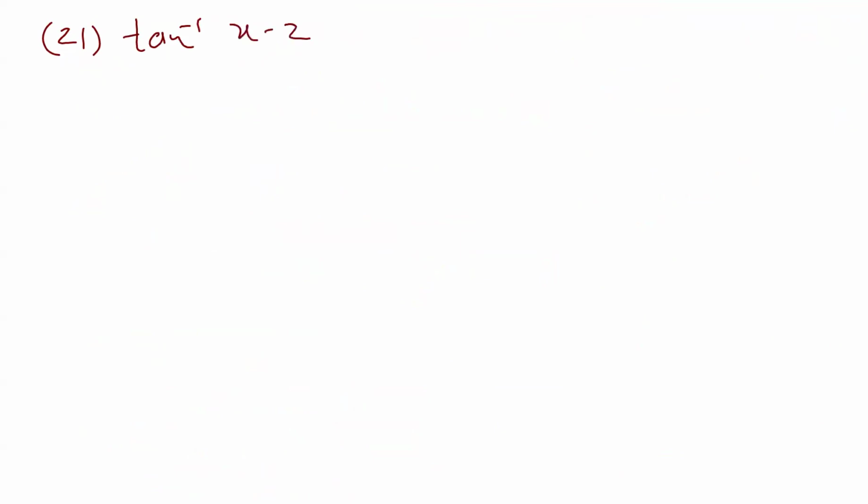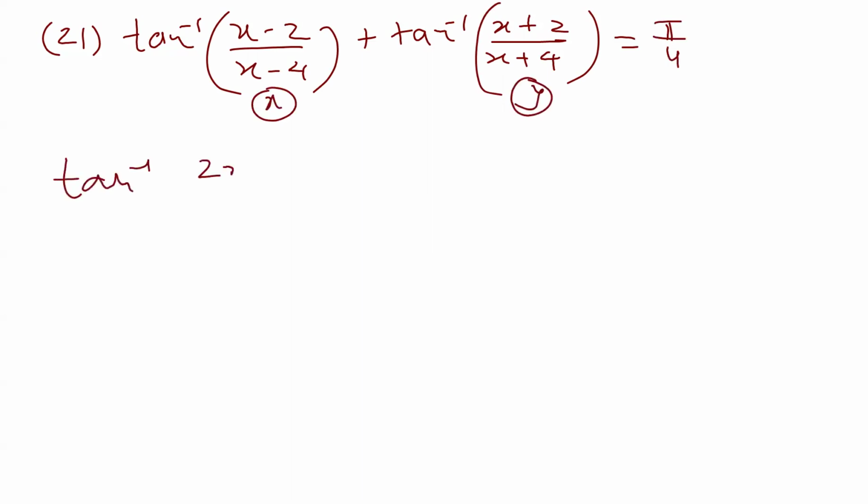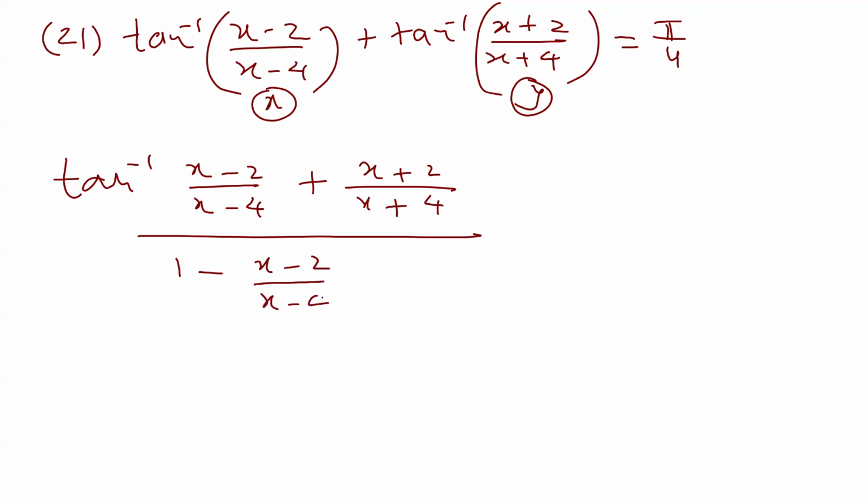Tan inverse of (x minus 2)/(x minus 4) plus tan inverse of (x plus 2)/(x plus 4) equals pi by 4. Okay, so this is x and this is y. Tan inverse of (x plus y)/(1 minus x into y) is equal to 45 degrees.